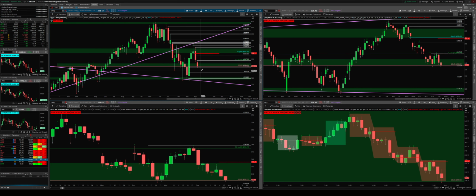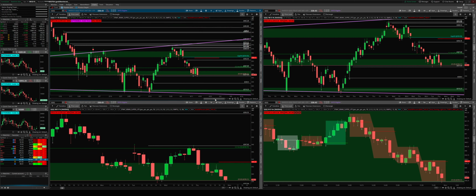So if we have another 2 down continuation, we're moving down, 330, 319. So keep that in mind as you're looking at things to go potentially long with. Always keep QQQ and SPY in mind.